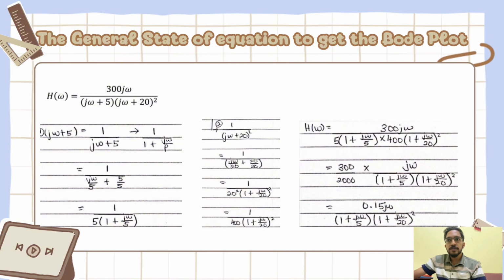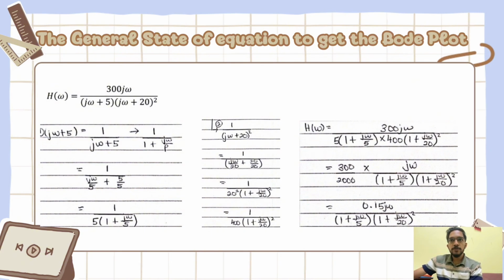To get the standard form, we must make the constant term inside each bracket equal to 1. Firstly, I took the term jω + 5 and factored out a 5, giving us 5 times (1 + jω/5). Next, for the term (jω + 20)², I factored out the 20. Pulling out the 20 from the squared bracket means we have to square it as well, which is 20 squared, or 400. This leaves 400 times (1 + jω/20)².